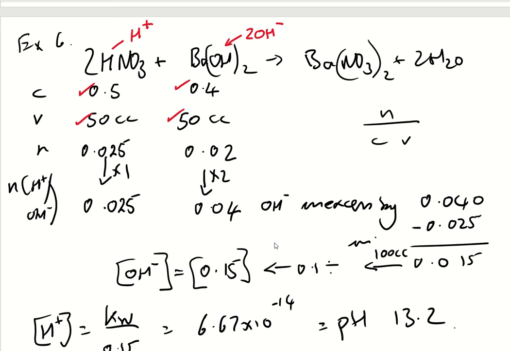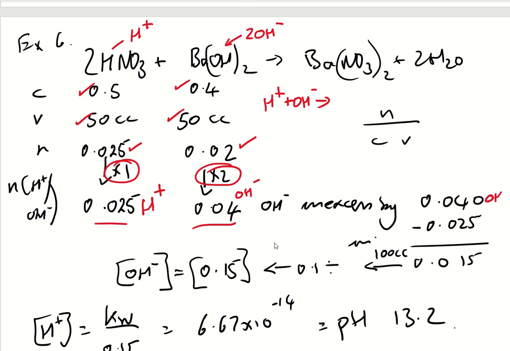So the moles of acid is 0.025, the moles of alkali 0.02. The moles of hydrogen ions therefore is that times 1, that's my moles of hydrogen ions. But remember, my moles of hydroxide ions are that times 2, so that's my 0.04 moles of hydroxide ions. Clearly my hydroxide ions are in excess, and we know that in neutralization they react in a 1-to-1 ratio, so the bigger number is in excess. They're in excess by 0.04, that's my hydroxide ions, minus my hydrogen ions, because they react in a 1-to-1 ratio. So there's your moles of hydroxide ions left over in excess.